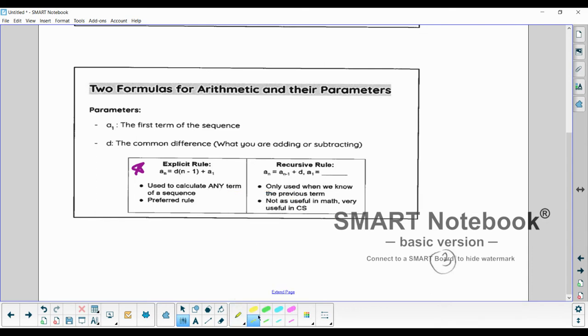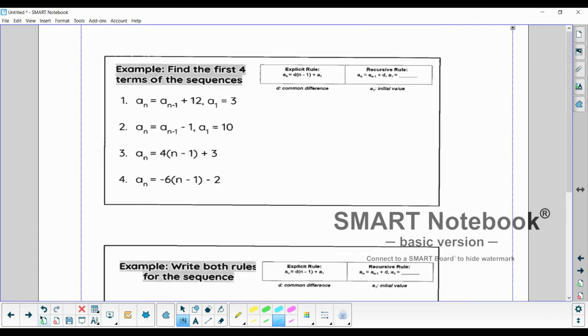So again, we'll be focusing on the parameters. A sub 1, filling it in both of them, what the first term of the sequence is, and then D, what we're adding each time. So let's do some examples. They want us to find the first 4 terms of the sequence. This first rule is written in recursive format. Whenever you see a comma here, that's a recursive rule. So the parameter A sub 1 is the first term of the sequence.